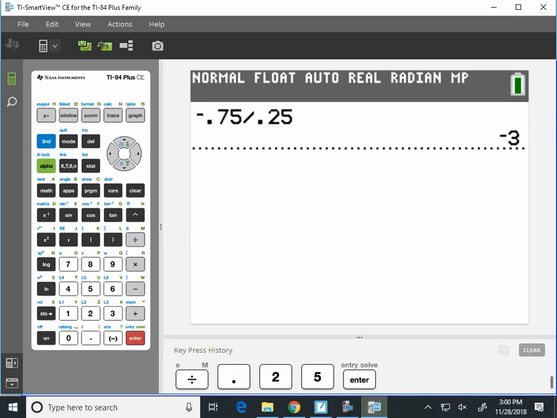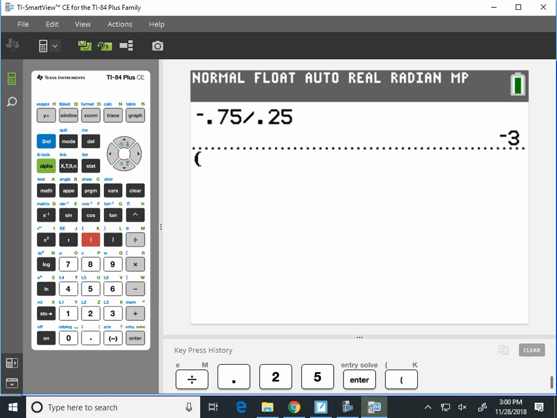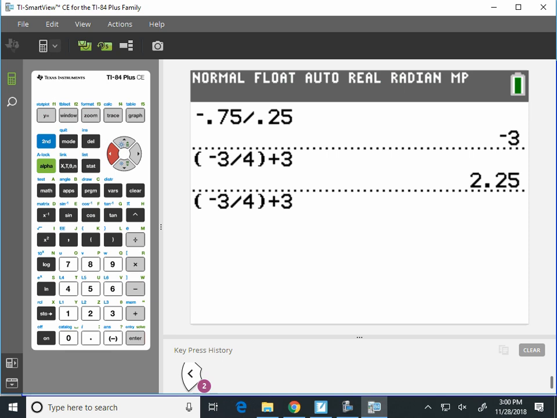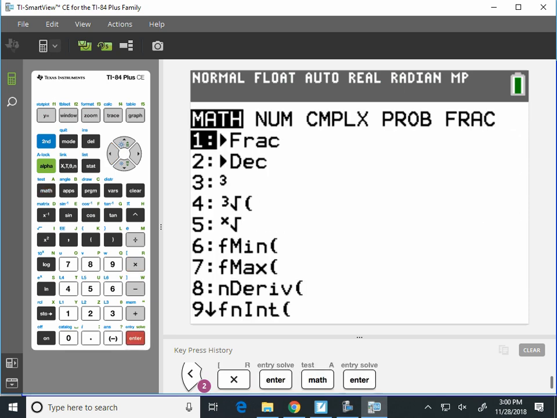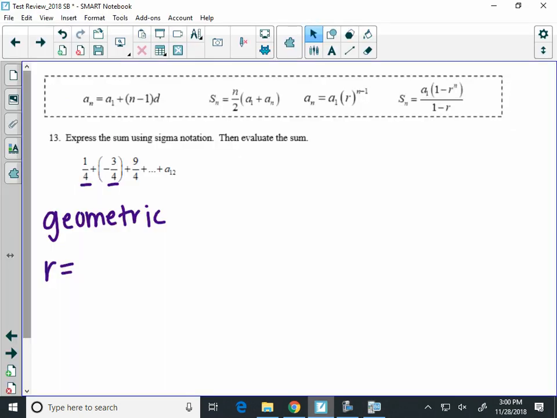When I do that, I get negative 3. Now, if you want to be sure, if you took negative 3/4 times 3, you get the fraction negative 9 over 4, which is the next term of your sequence. So I have that r is negative 3.